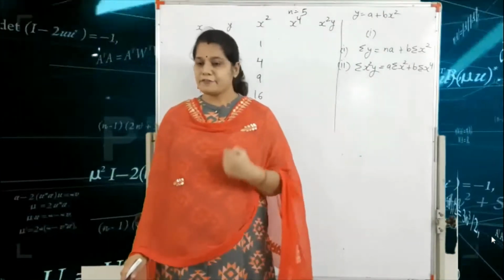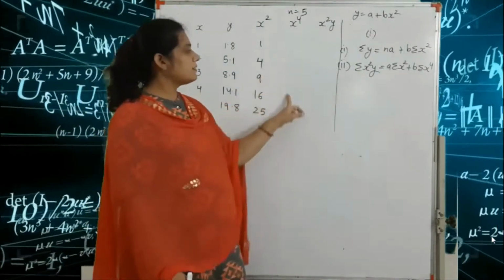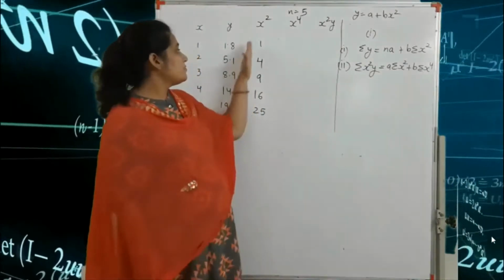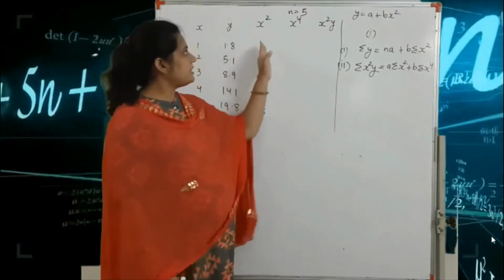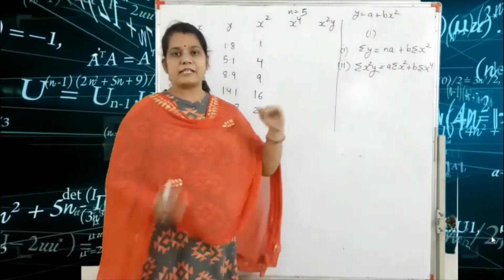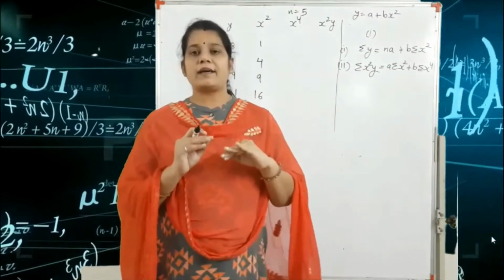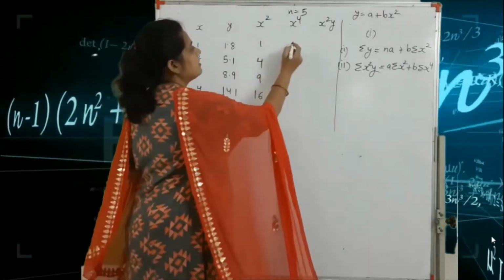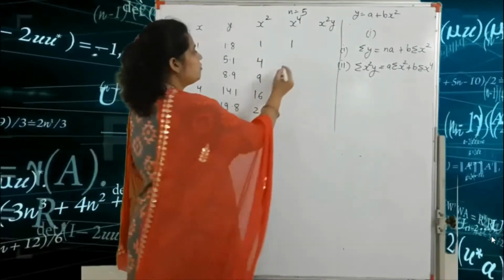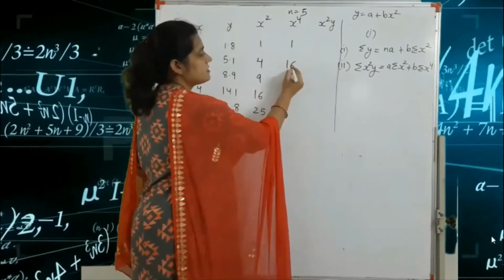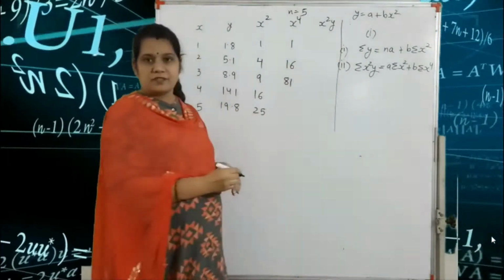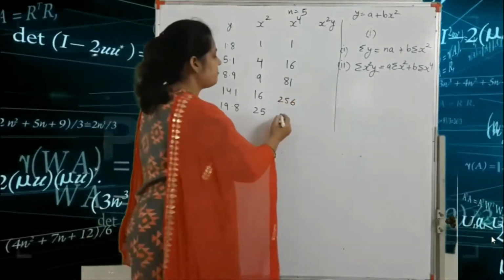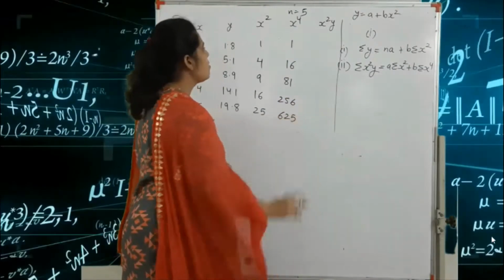After that we fill the column of x raised to the power 4. If we square the x square column, we get x raised to the power 4, that means x square whole squared. You have already known that. So 1 is 1, 4 square 16, 9 square 81, 16 square 256 and 25 square 625.